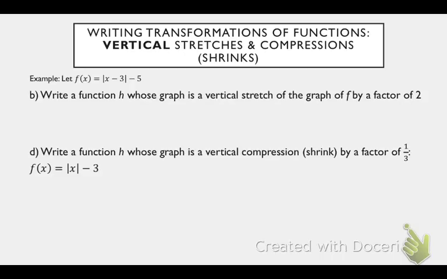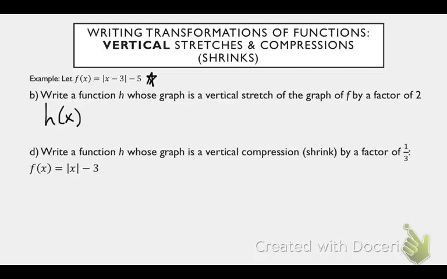I'm going to jump to B with the vertical stretches and compresses. So we've got our original absolute value function, and we want to create a function h that is a vertical stretch. So I'm multiplying each part, so the first absolute value expression and the second, by a negative, and so that will change my sign. So I will get negative, and I'm sorry, we need a vertical stretch by a factor of 2. I was thinking reflection.